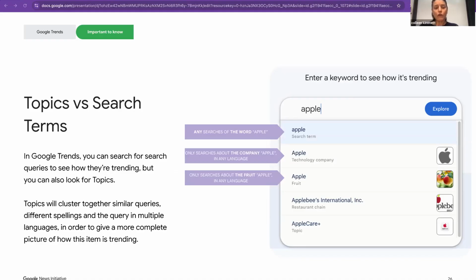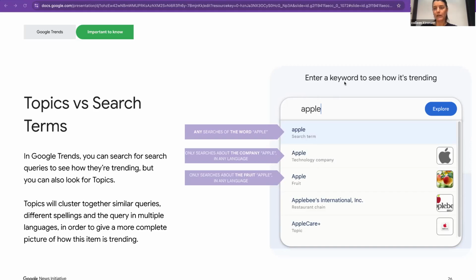In Google Trends, you can search for search queries. So this would be, the first example we have here, search term apple. So it would be those letters in that order. When you see a topic show up, so in this case, Apple, either the technology company or Apple, the fruit, those represent a cluster of similar queries. So it could be different spellings. It could be that query in multiple languages. It gives you sort of a more complete picture of that item.